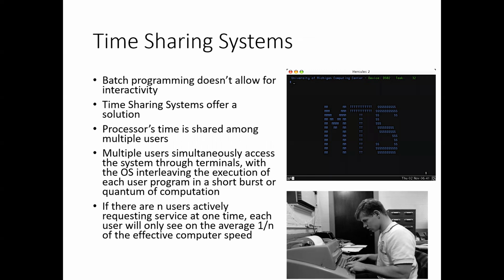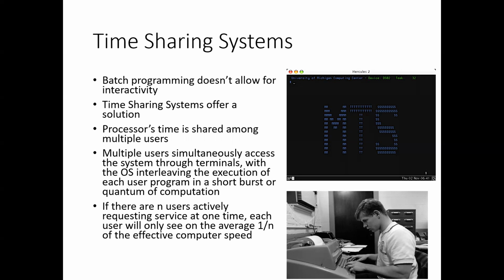The time-sharing system offered a solution. The processor's time was shared among multiple users, but everybody thought that they were the only person on the computer. Multiple users would simultaneously access the system through terminals, with the OS interleaving the execution of each user program in a short burst or a quantum of computation. If there were n end users actively requesting service at one time, then each would see on average 1/n of the effective computer speed, but it was still like you had your very own computer.